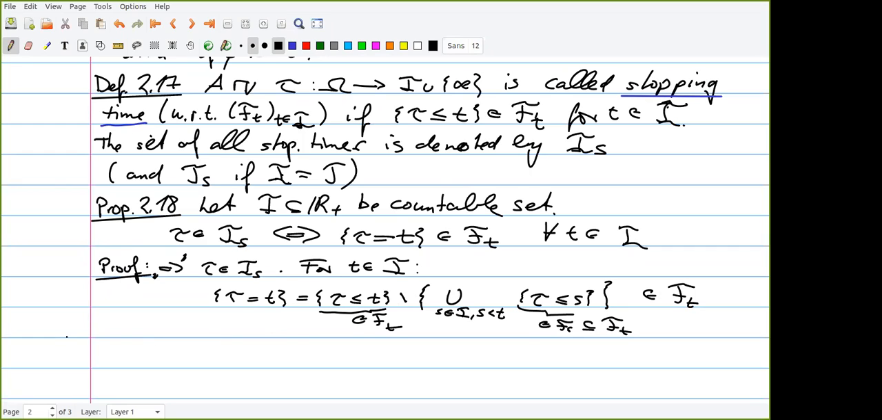All right. So let's do the other direction. Let's assume that we know that tau equal to t is in Ft for all t in the index set I.